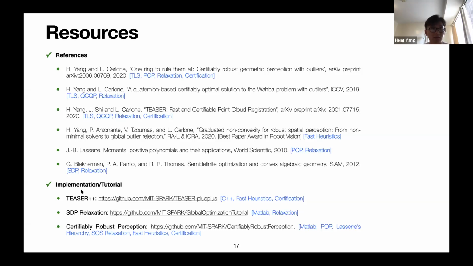And lastly, for some implementation, we have TEASER++, we have the SDP relaxation, a tutorial from last year's ICCV workshop, and then I'll release the Certifiable Robot Perception code very soon on this link. It's currently empty, but it will be populated later. So I think that's it for now.